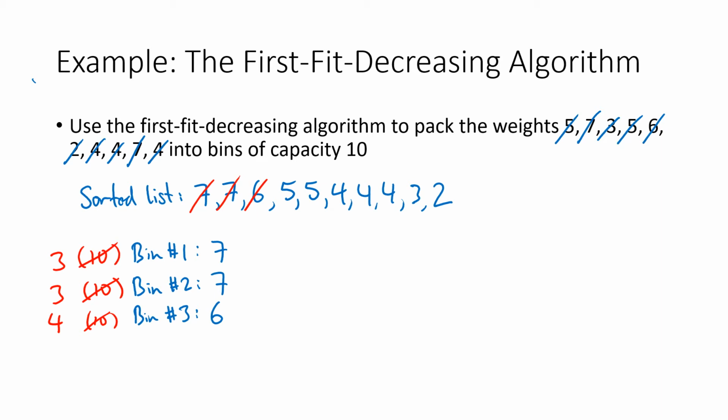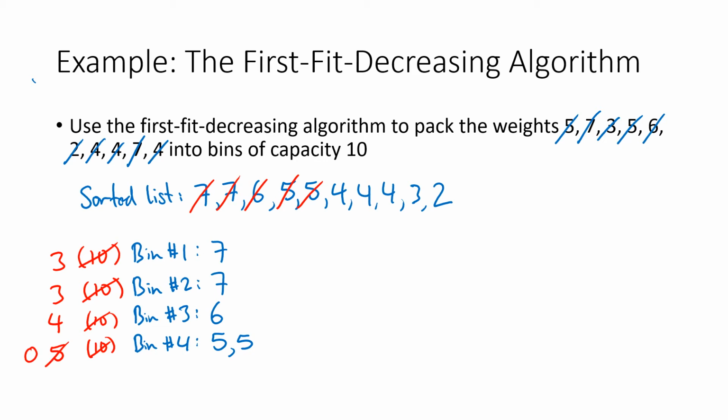Again, it doesn't fit into any of the bins that I have now, so I'm going to open up a new bin, bin number 4, and put the 5 in there. That bin started out with 10 capacity, it's down to 5, and I cross that 5 off my list. Now I've got another 5 that doesn't fit into bin number 1, bin number 2, or bin number 3, but it does fit into bin number 4, so that's where that second 5 is going to go. Cross that off my list, update my capacity.